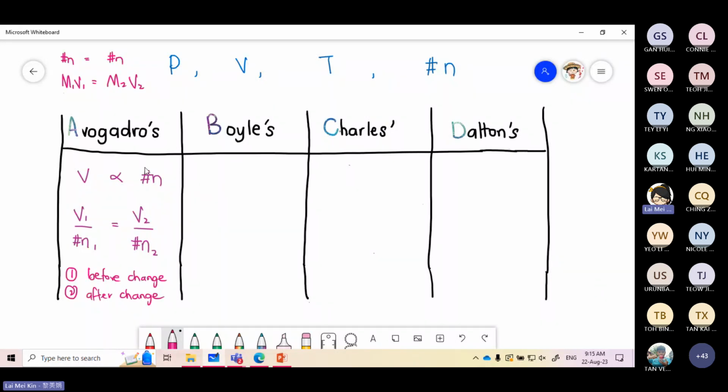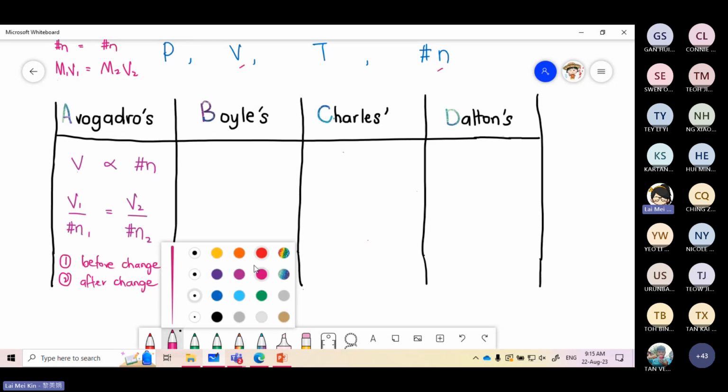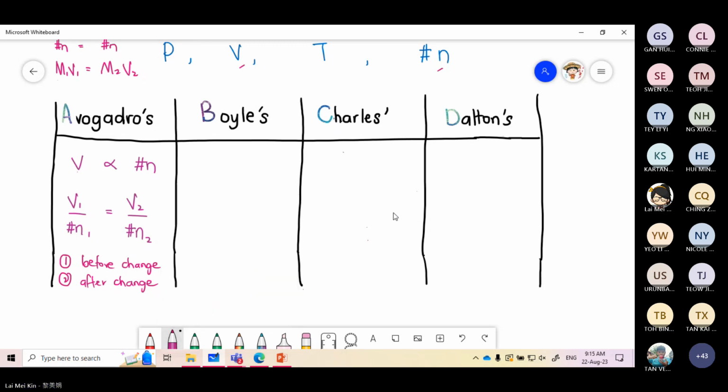I did teach you in the previous class that if I'm talking about the relationship of volume and number of moles, then pressure and temperature are constant. The other two parameters are constant. Okay, let's look at Boyle's law. Boyle's law talks about the relationship between pressure and volume, and I will write it this way.